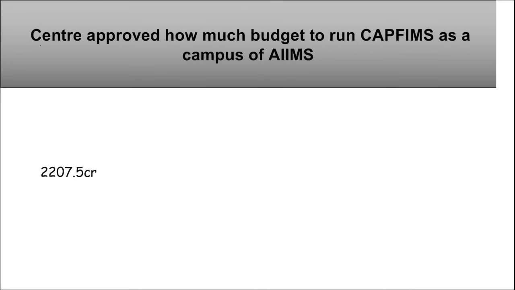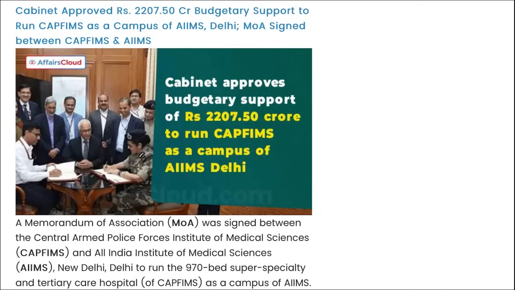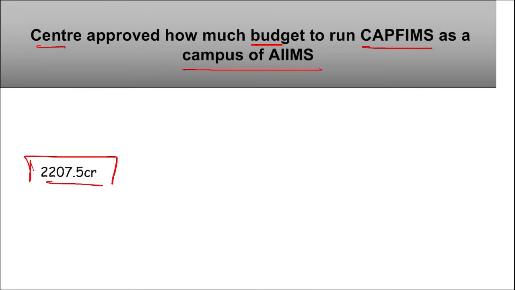Next, Center has approved how much budget to run CAPFIMS as a campus of AIIMS. What is CAPFIMS? This stands for Central Armed Police Force Institute of Medical Science. Right? So an MOU was signed between CAPFIMS and AIIMS to run the 970 bed super specialty and tertiary hospital care of CAPFIMS as a campus of AIIMS. And for this, the budget was 2207.5 crore rupees. Take a note of this.